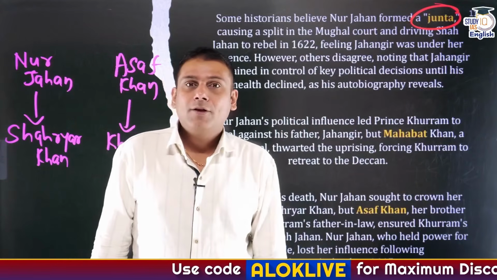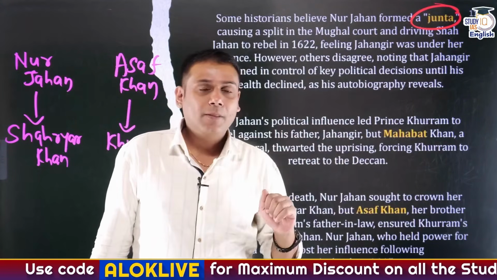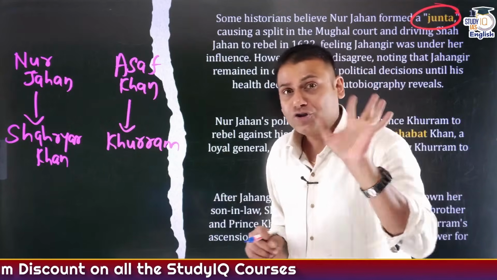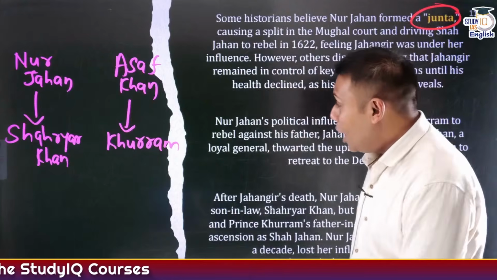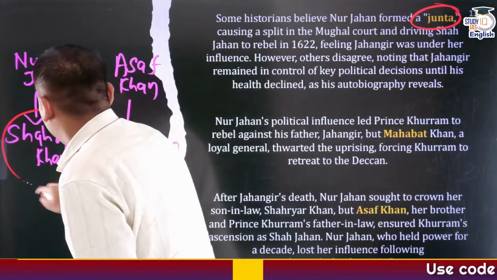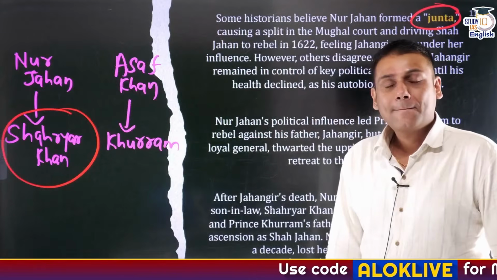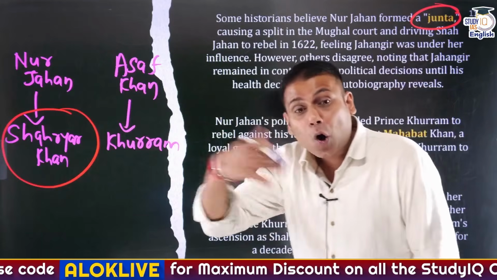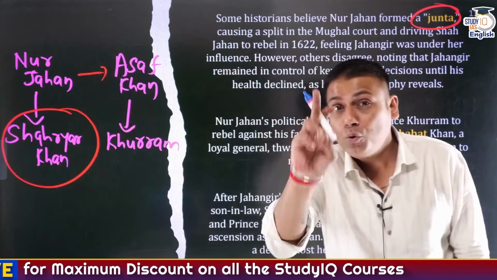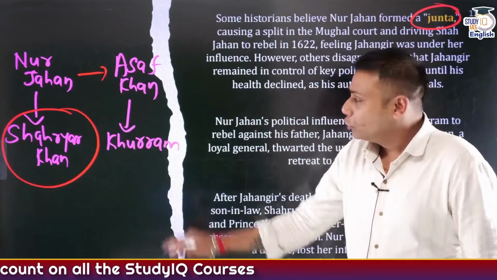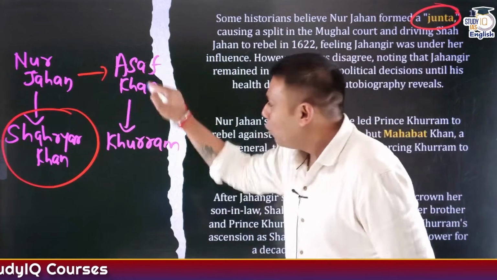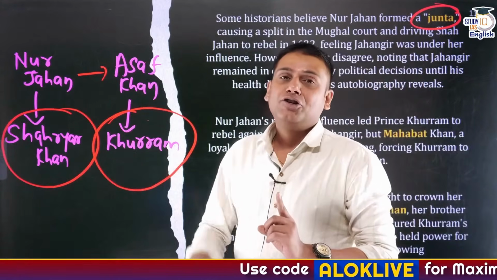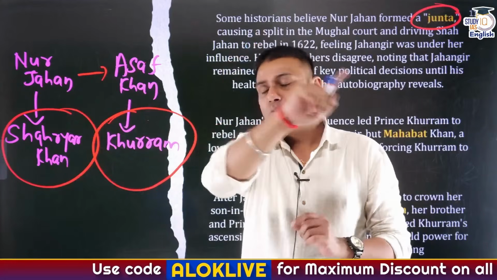Okay? So, Jahangir has died. And when Jahangir died, the war of succession began. Now, Nur Jahan wanted her son-in-law to succeed, whose name was Shahryar Khan. But Shah Jahan's maternal uncle Asaf Khan, who was also the brother of Nur Jahan, knew the competence of Prince Khurram, also referred to as Shah Jahan. He supported Prince Khurram, that is Shah Jahan. And after Jahangir, Shah Jahan sat on the throne of the Mughal Empire.